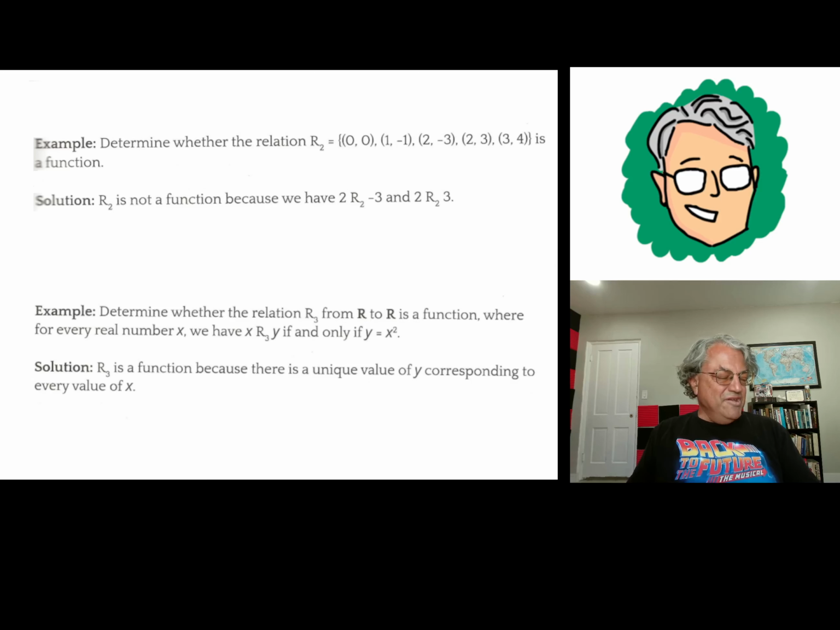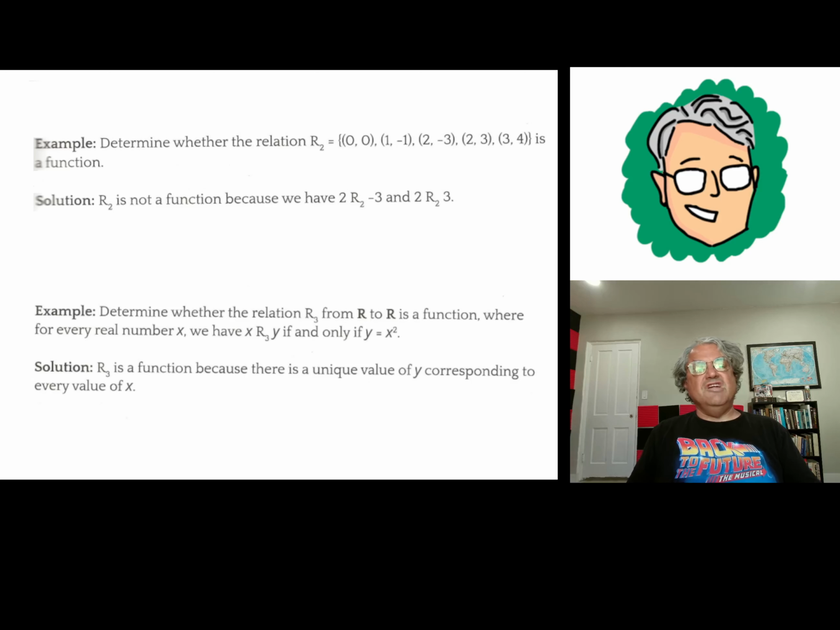Anyway, for the third example, let's say our sets, x and y, are both the sets of real numbers. And now we're saying x R3 y if y equals x squared. So all of our n-tuples for this relation, all our ordered pairs, have the form (x, x squared). Well, I think it's pretty easy to see this is a function. It's just the function y equals x squared, or f of x equals x squared. Every value of x gives you a unique value of y, namely x squared. That's a function.